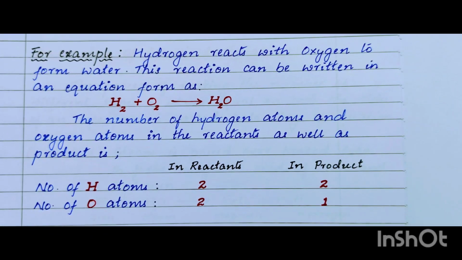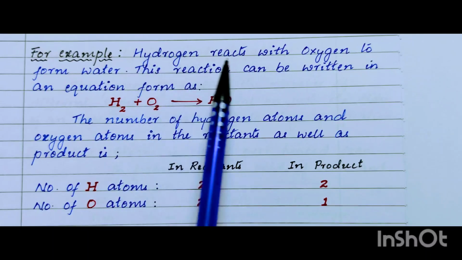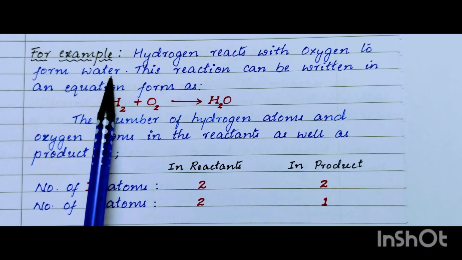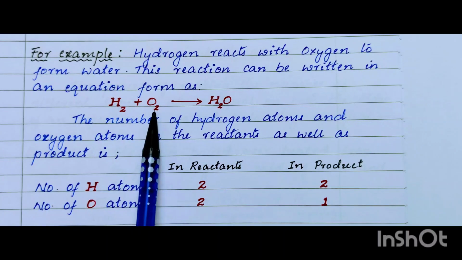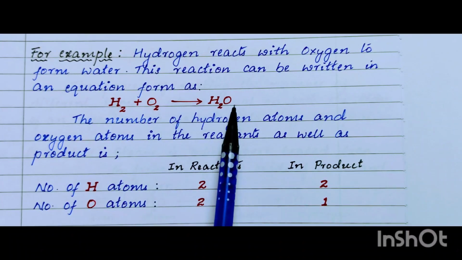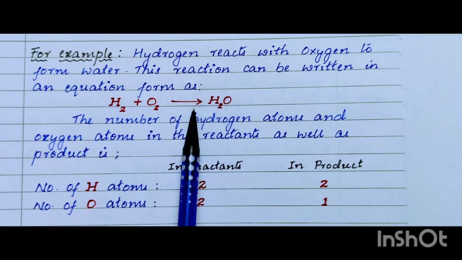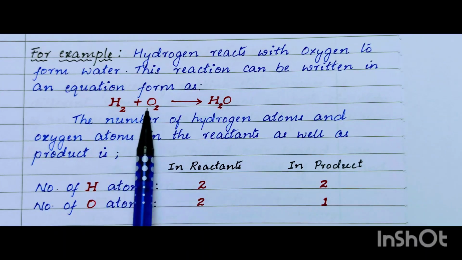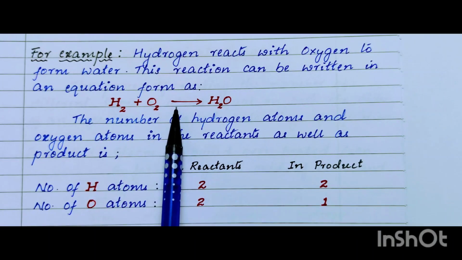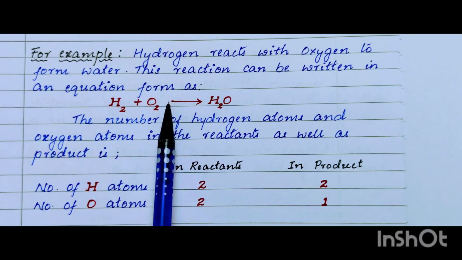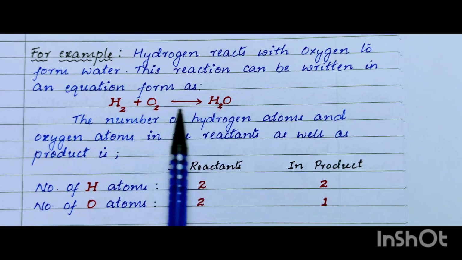Example: hydrogen reacts with oxygen to form water. This is just one expression of a chemical reaction, and now we are writing this using the formulas. H2 plus O2 gives H2O, and here we did not use any plus sign on the product side because only one product is formed. Here there are two reactants, that's why in between the reactants we have used a plus sign, and you can see the arrow mark. This is the direction of chemical reaction. Now this is the equation.